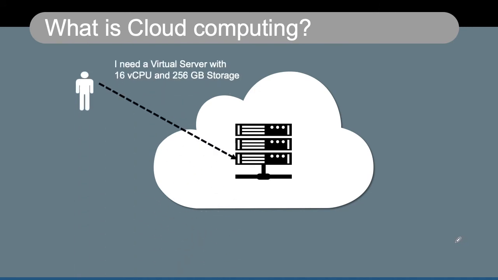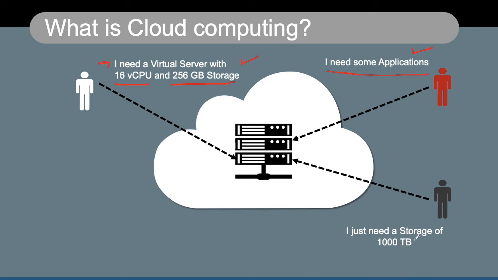Now, what are the different types of cloud computing possibilities? There can be somebody who needs a virtual server with some number of virtual CPUs and some GB of storage. However, there can be some other person or business who doesn't want just the infrastructure, but wants applications and services which are ready to deploy. Or I can have just a requirement for storage, where I'm looking for 1000 TB of data storage which can be accessed from the cloud computing resources.